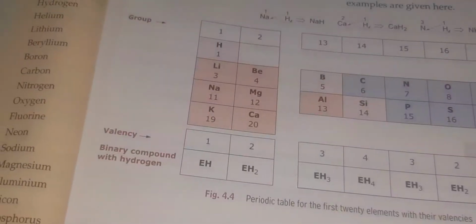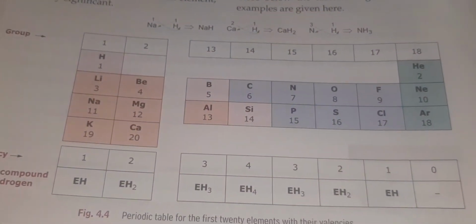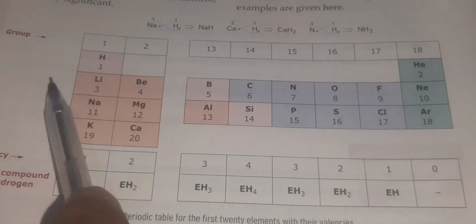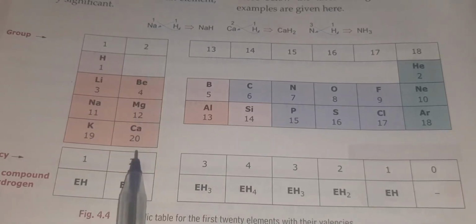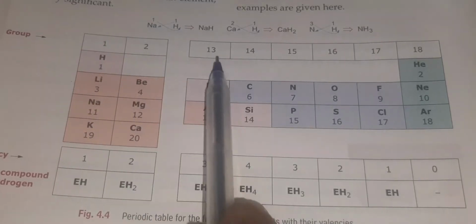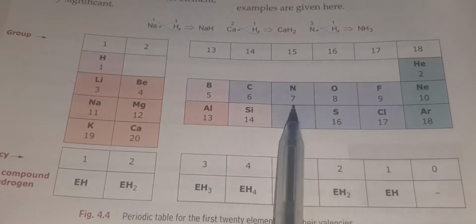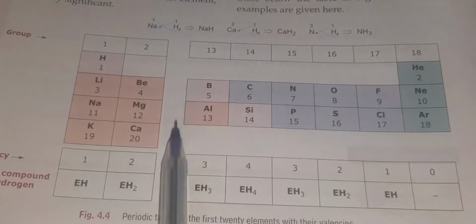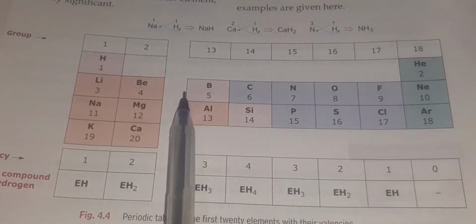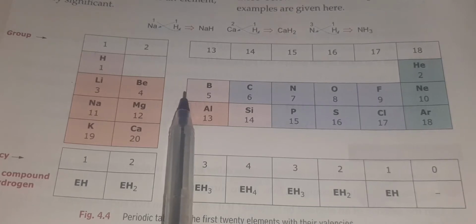After this, we are learning about the periodic table. A periodic table is a table which generally has 18 columns, and each column is known as one group. The number of the group is mentioned over here. Group 1, all these elements belong to group 1. These all belong to group 2. Then 13th group, 14th, 15th, 16th, 17th and 18th group. Some of the groups are not shown here, because they will be discussed in a higher class.